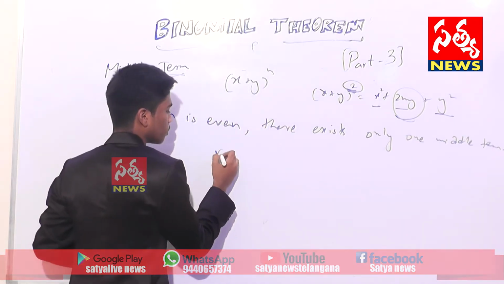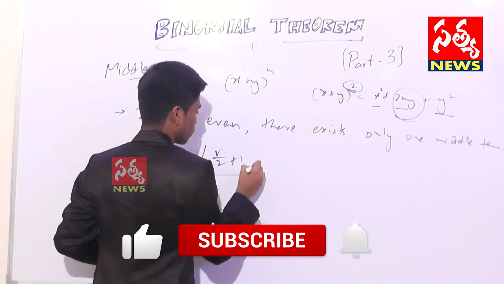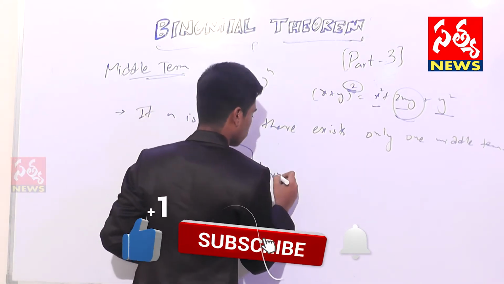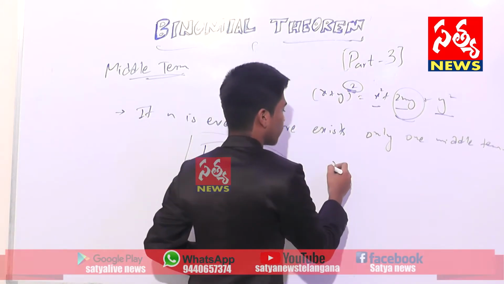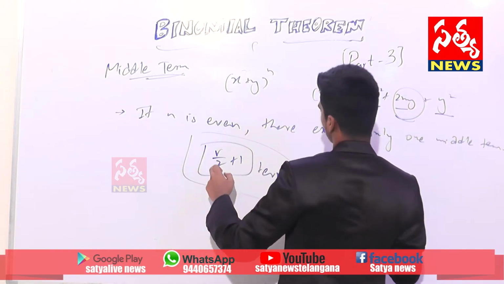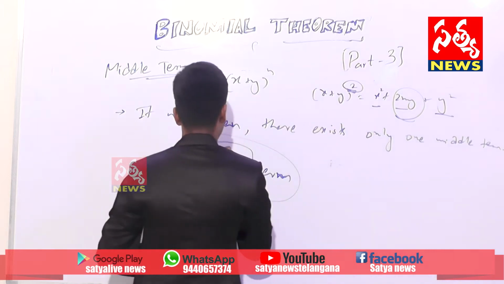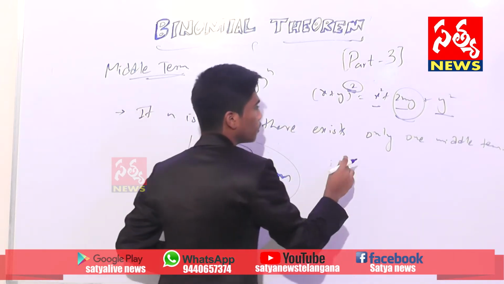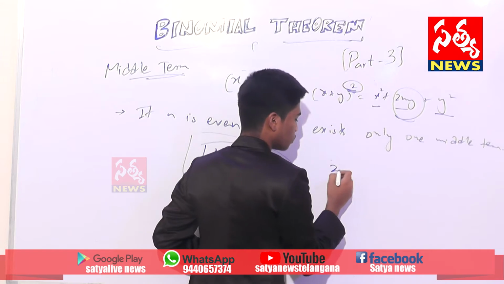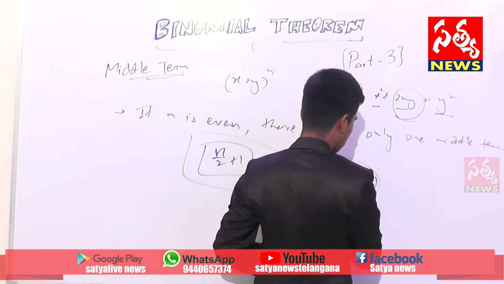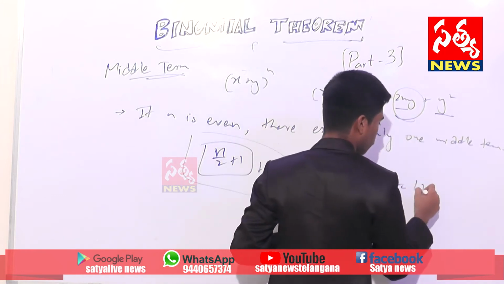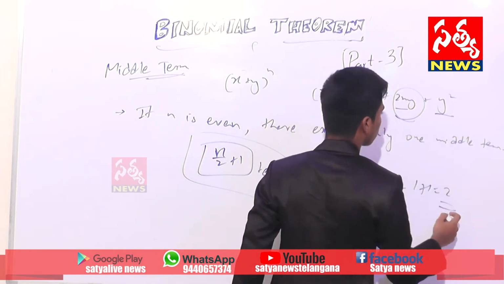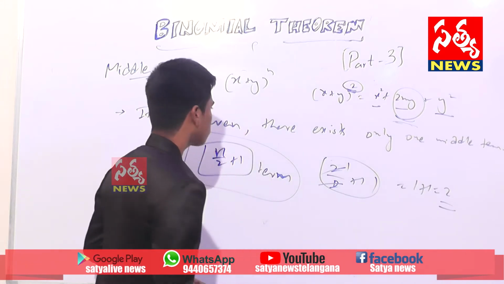The (n by 2 plus 1)th term. See here we got the square. If you put the value of n as 2, 2 by 2 plus 1, that is 1 plus 1, which is 2. So the second term is our middle term.